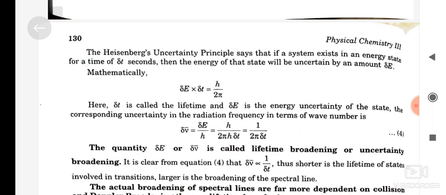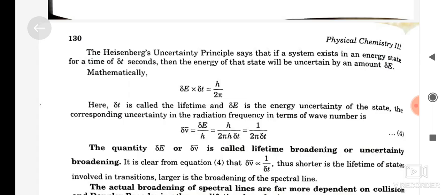The Heisenberg uncertainty principle says that if a system exists in an energy state for a time of Δt seconds, then the energy of that state will be uncertain by an amount ΔE. Mathematically, ΔE × Δt = h/2π. Here, Δt is called the lifetime and ΔE is the energy uncertainty of the state.